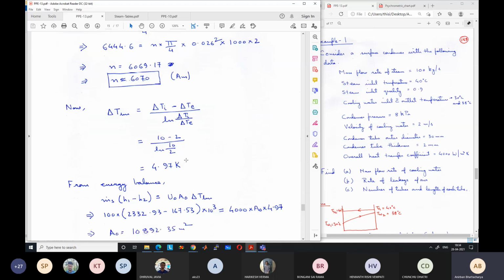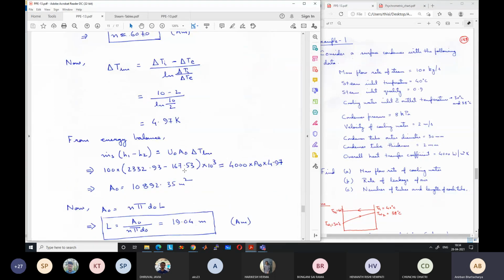First we will find the log mean temperature difference, LMTD, which is equal to the inlet temperature difference minus the outlet temperature difference, by log of inlet temperature difference by outlet temperature difference. At the inlet the temperature difference is 40 minus 30, which is 10. At the outlet the temperature difference is 40 minus 38, which is 2. So 10 minus 2 by log of 10 by 2, which is 4.97 degrees centigrade or Kelvin. So this is the value of the log mean temperature difference.